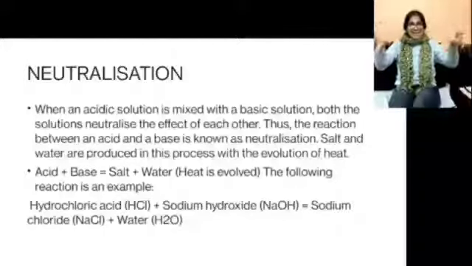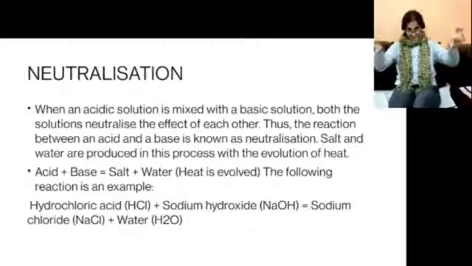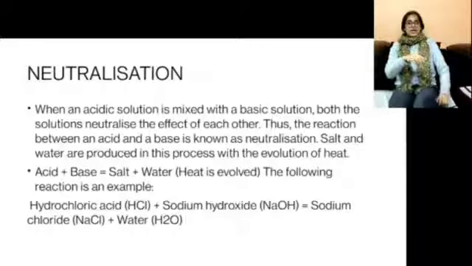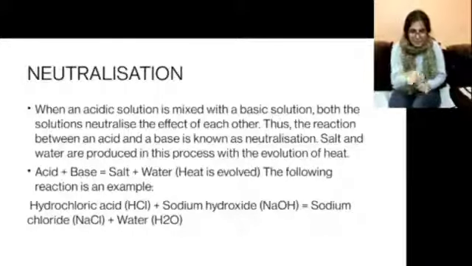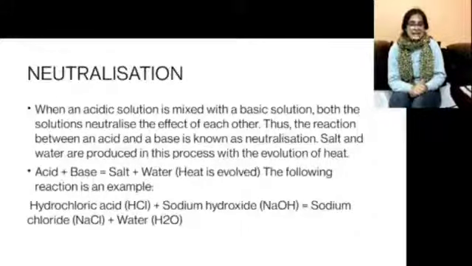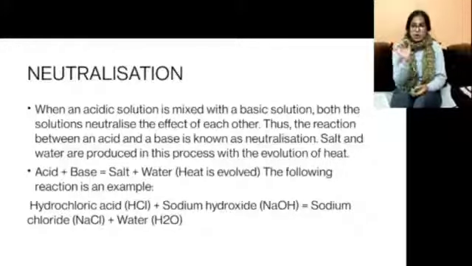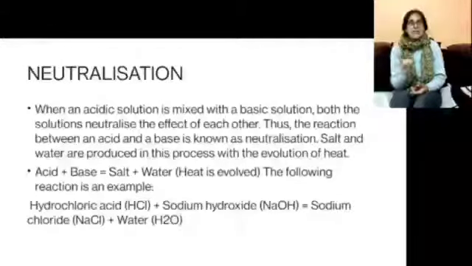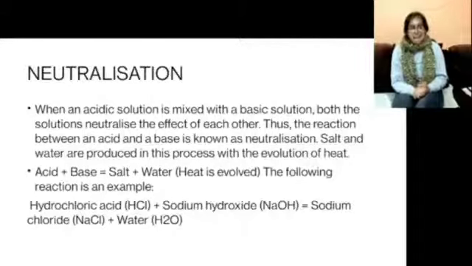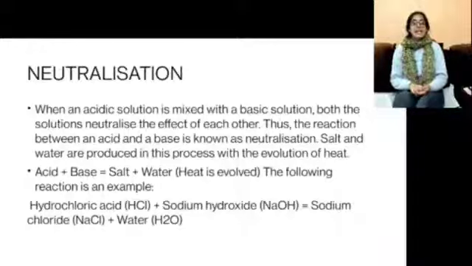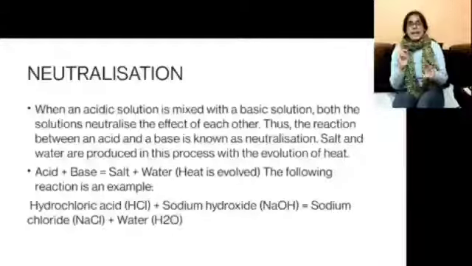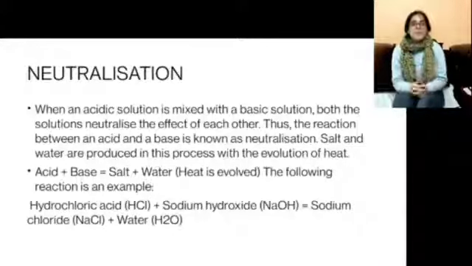When I react this acid with this base, you can see that in NaOH, Na has a positive charge. It is a cation. Whereas in hydrochloric acid, Cl contains a negative charge, which makes it an anion. Now this cation and anion will pair together and form a salt, which will be NaCl.